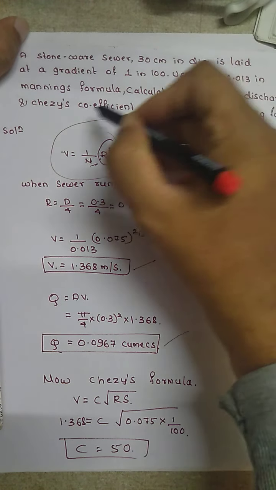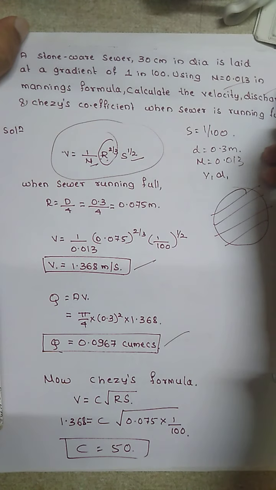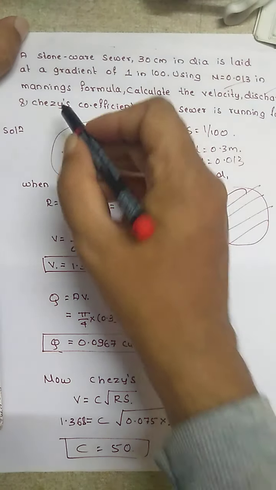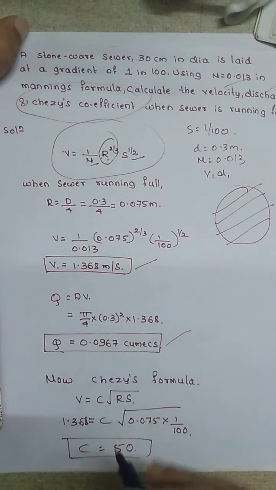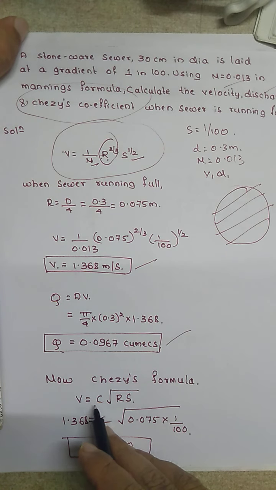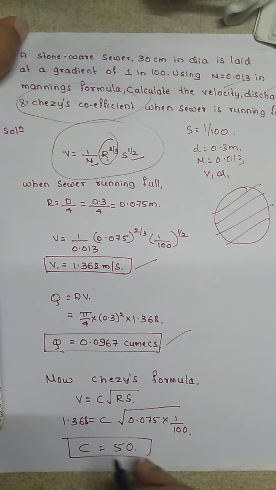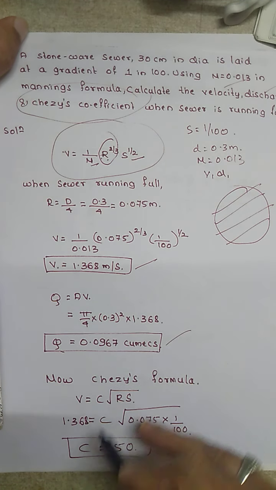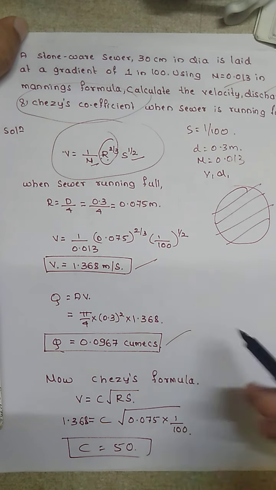So the discharge you have determined, the velocity you have determined, and then you need to find out Church's coefficient. Now how do you need to calculate Church's coefficient? V is equal to C into square root of RS. V you already know, and R you already know.